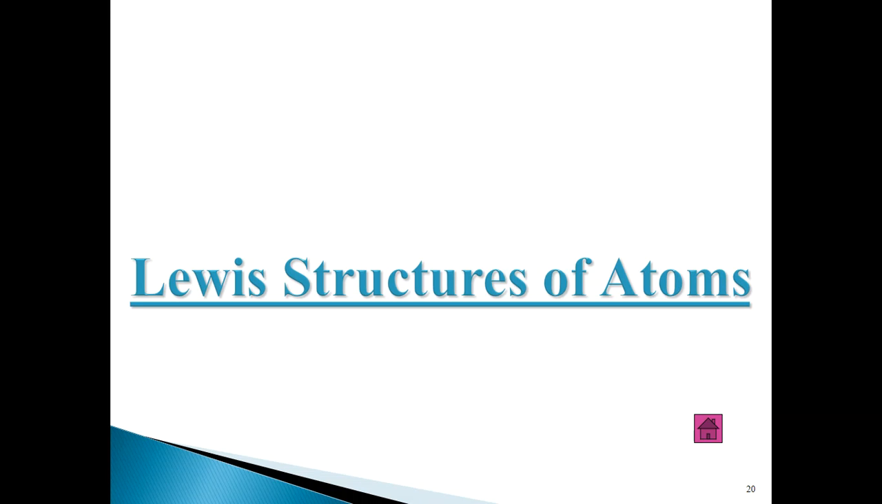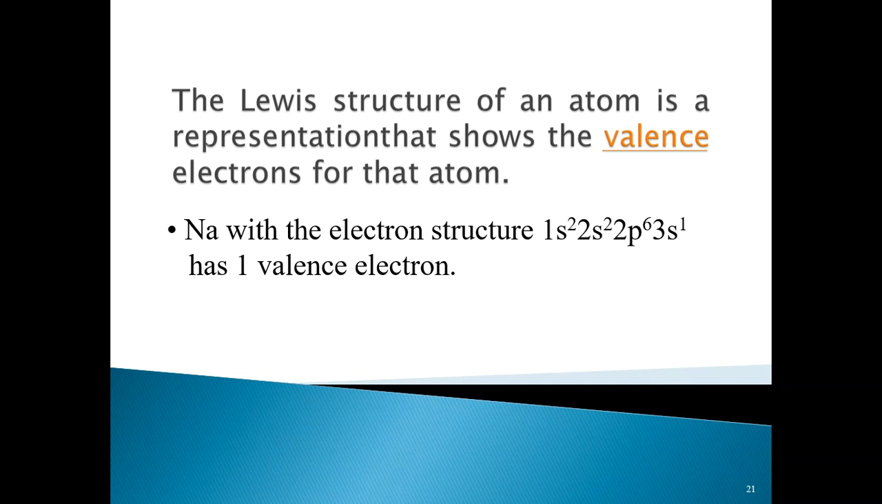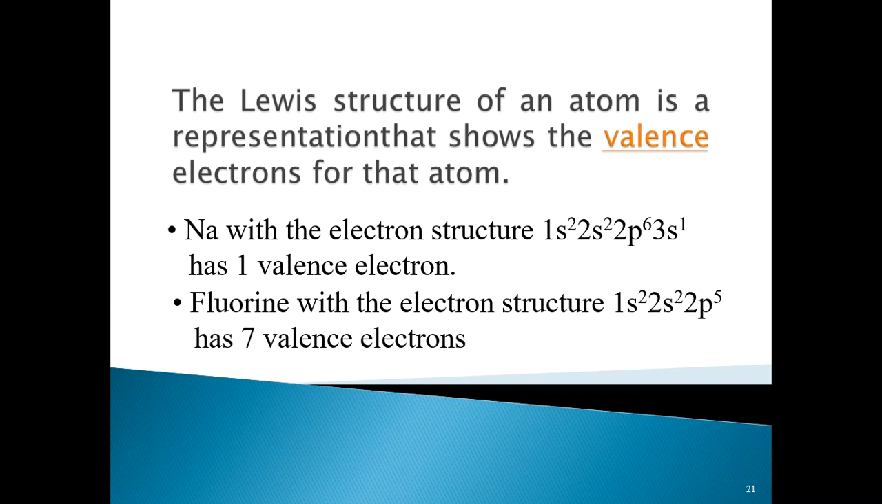Okay, so let's talk about Lewis structures. When it comes to atoms, the Lewis structure is basically a very simple representation which shows you only the number of valence electrons for that particular atom. Now remember, the valence electrons are those electrons that are in the highest energy level or the outermost shell. So for example, in the case of sodium, it has only one valence electron. In the case of fluorine, it has 7 valence electrons.